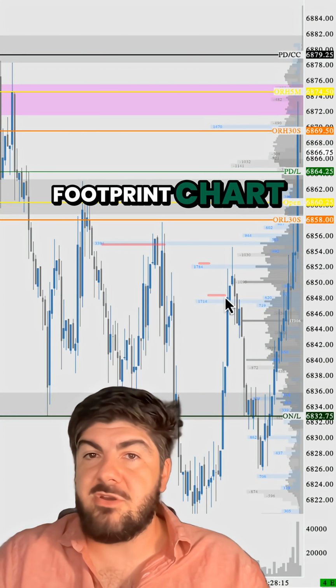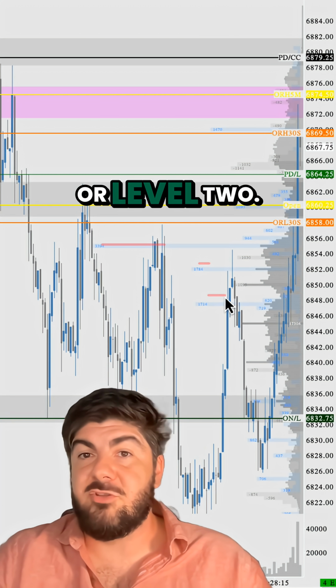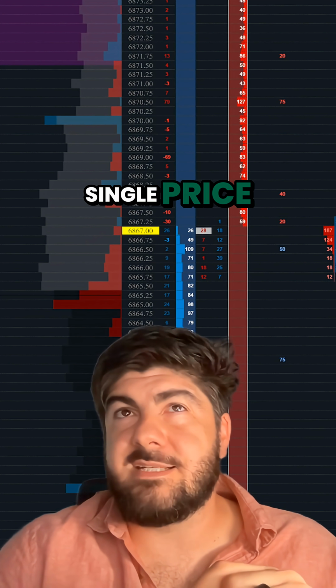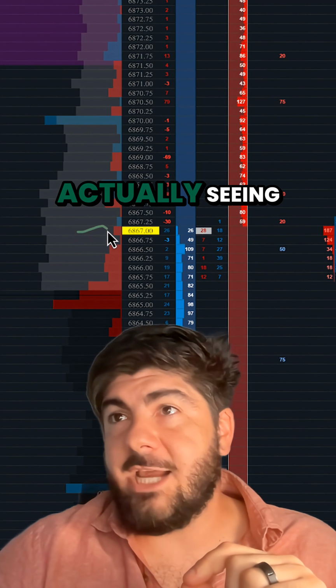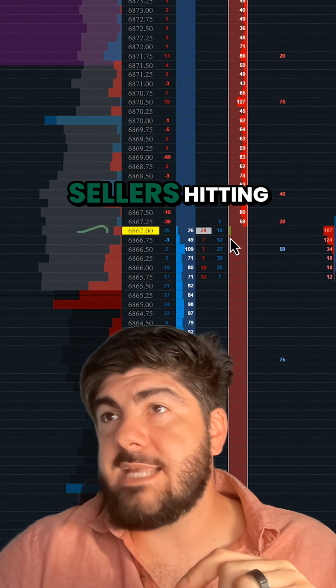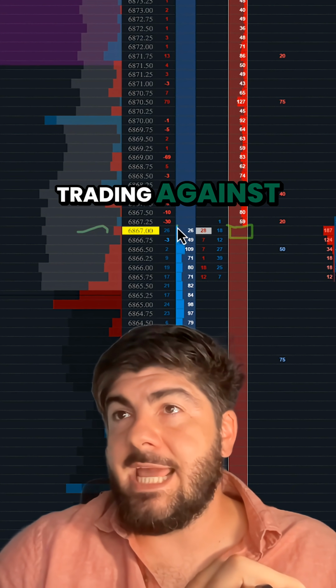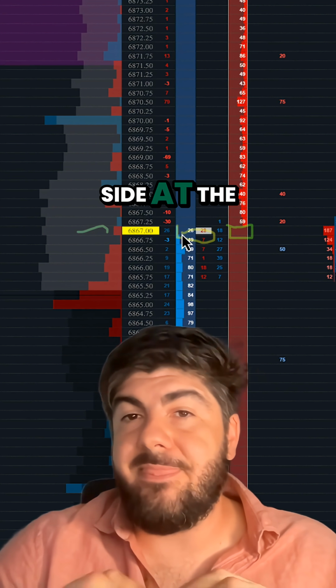But this footprint chart, to understand it, is better explained on the price ladder, DOM or level 2. So let's go back to that for a second. When you look at delta for a single price level, let's say 68.67 in this example, you're actually seeing the market sellers hitting the bid. So you're seeing market orders trading against limit orders, which shows aggression to one side at the moment.